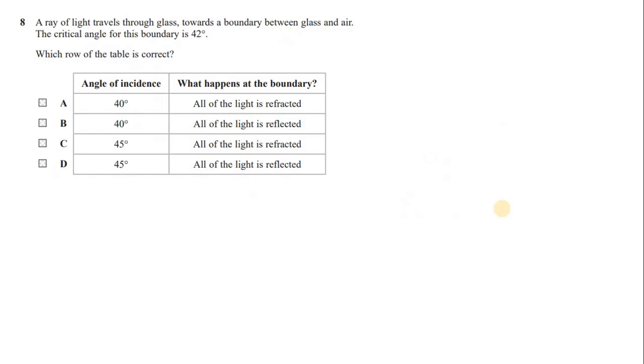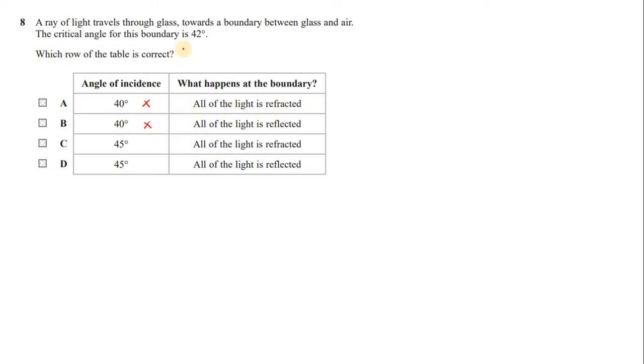Question number 8. A ray of light travels through glass towards a boundary between glass and air. The critical angle of this boundary is 42 degrees. Which row of the table is correct? If the angle of incidence is 40 degrees, all of the light is refracted. No, both are wrong. Don't waste your time.